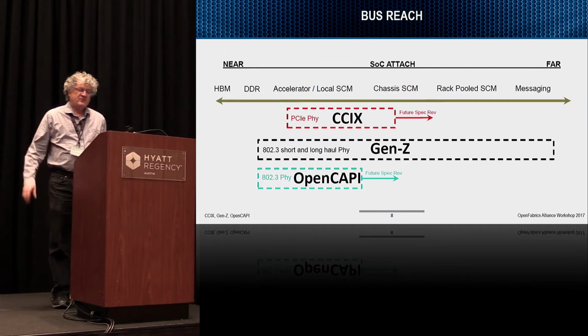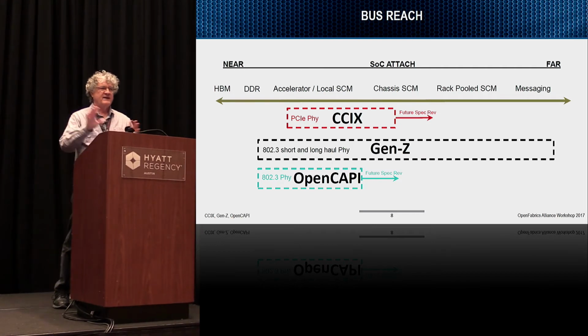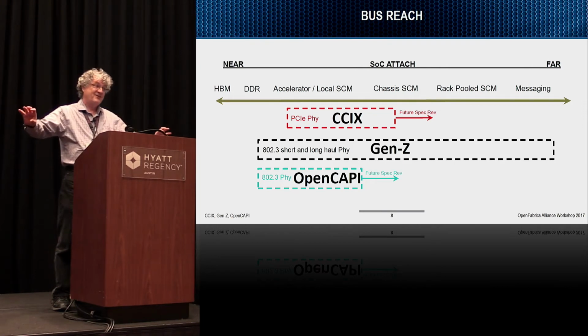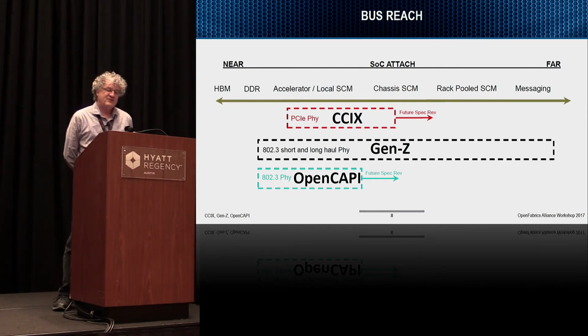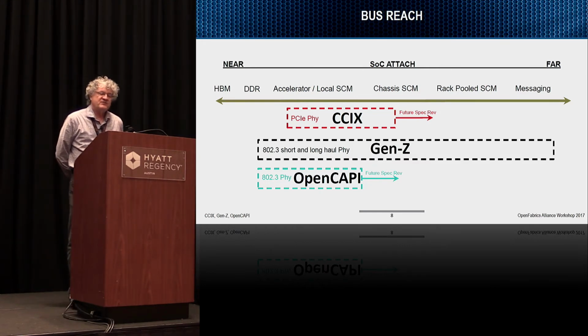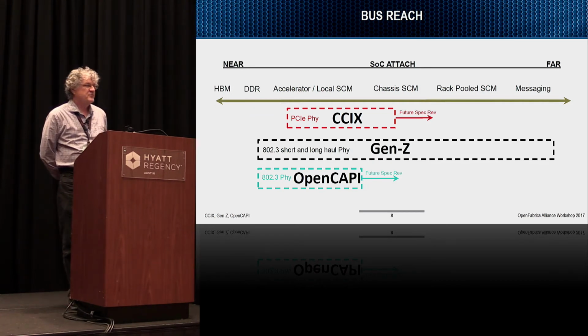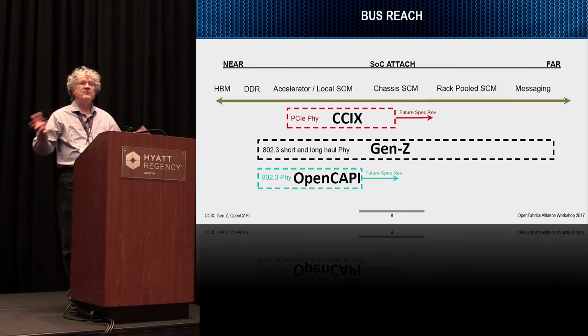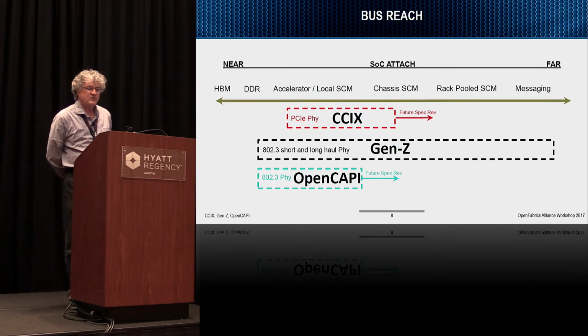In this graphic, I try to give an idea of where these things overlap and where they extend out. You see the broad one there, as I've indicated before: Gen-Z really extends within the node, within the rack, and extending out. I also show here the physical layers. CCIX is based on the PCIe physical layer, but both Gen-Z and OpenCAPI will be based on 802.3, trying to leverage some of the economies of scale of those PHYs that are already ubiquitous in the Ethernet world and so forth.